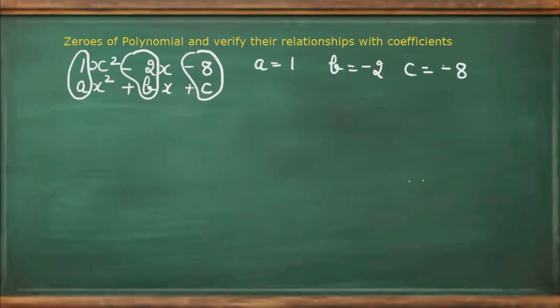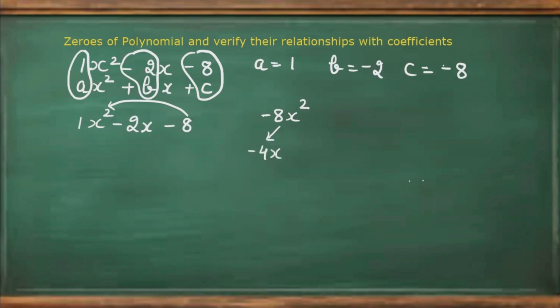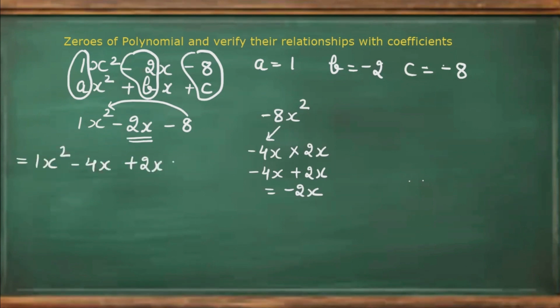To find the zeros of the polynomial, we have to factorize the equation 1x square minus 2x minus 8. If I multiply minus 8 with 1x square, I will get minus 8x square. Minus 8x square can be written as minus 4x into 2x. And if I add minus 4x plus 2x, I will get minus 2x, which is the middle term. So we can write this equation as 1x square minus 4x plus 2x minus 8.